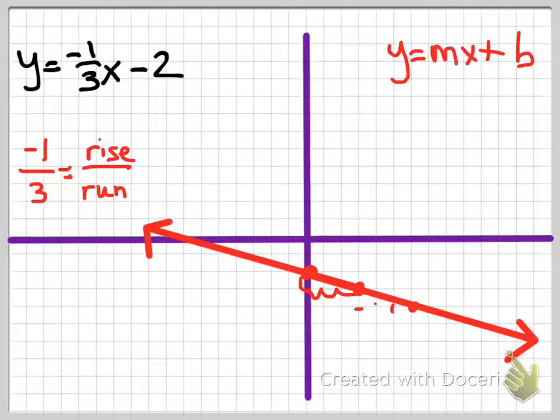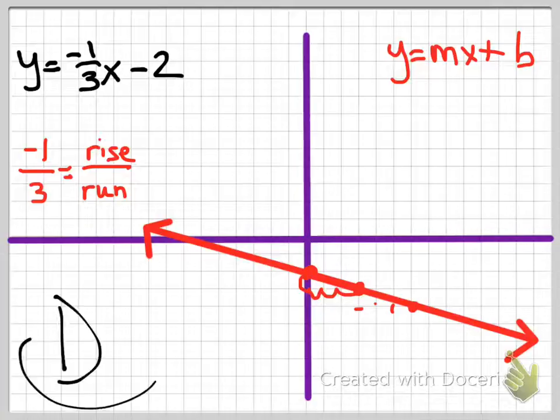All the other lines are A, B, C. A and B both have positive slopes. C and D are both falling as they go from left to right, so they're both a negative slope. But let's look at our y-intercept. C has a y-intercept of -6, so the correct answer is D, the one with the y-intercept of -2.